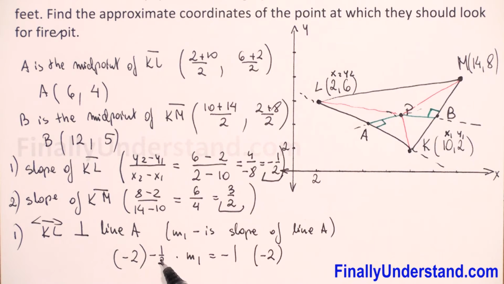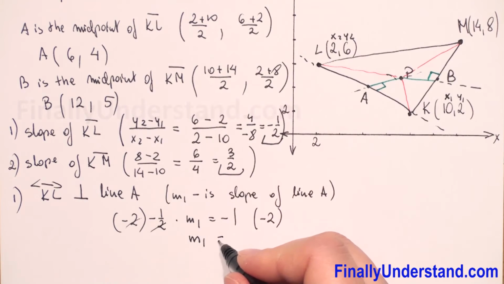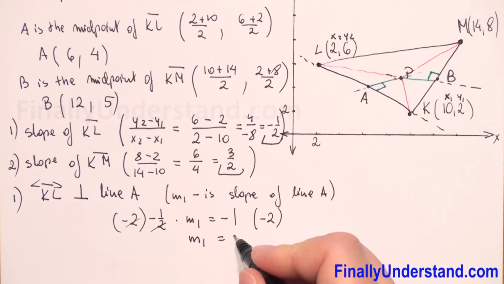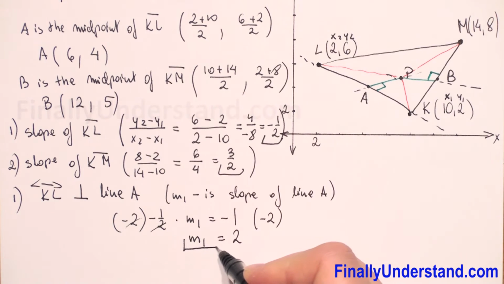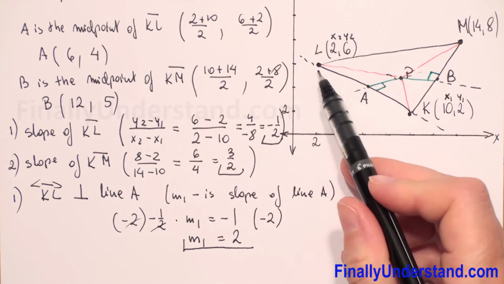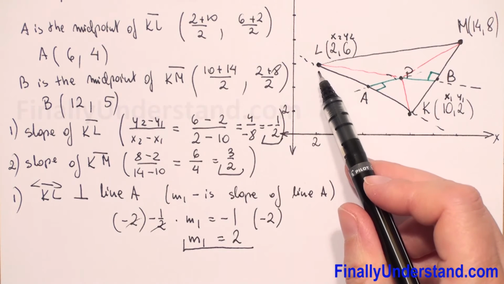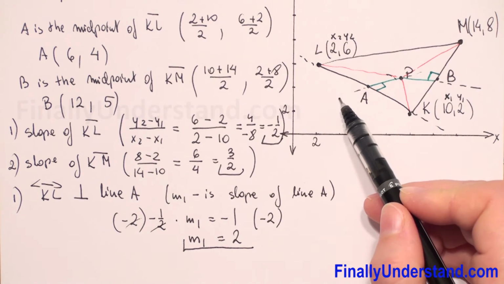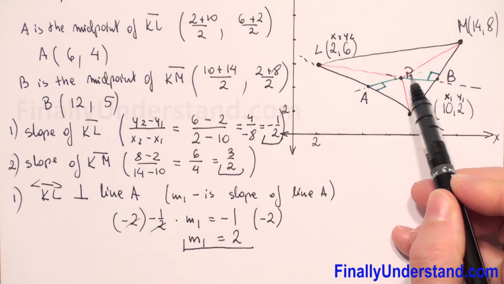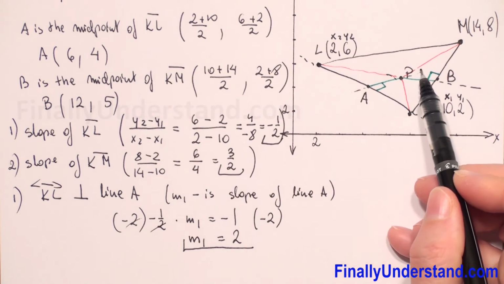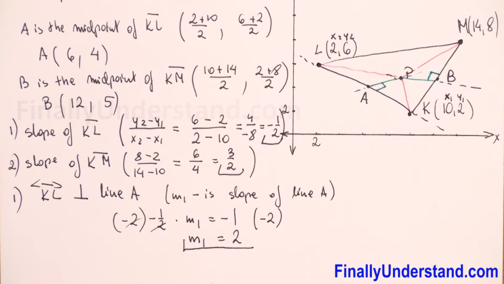So it will be -2 times -1/2. 2 and 2 will reduce, and negative times negative gives me positive. So we have +1, we don't have to write it, so we have M1 is equal to -1 times -2, which is 2. So we have the slope of the line which is perpendicular to the KL line. So we have the slope of line A, or we can write the AP line. So we have the slope of this line.